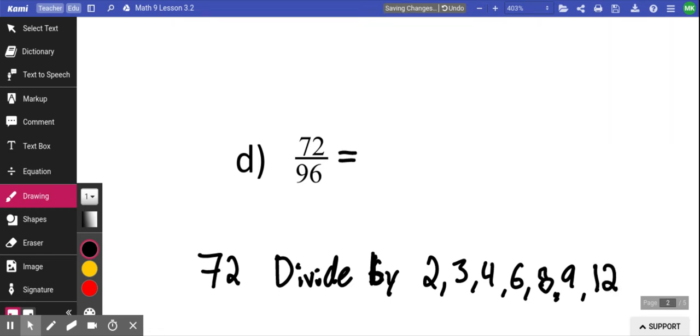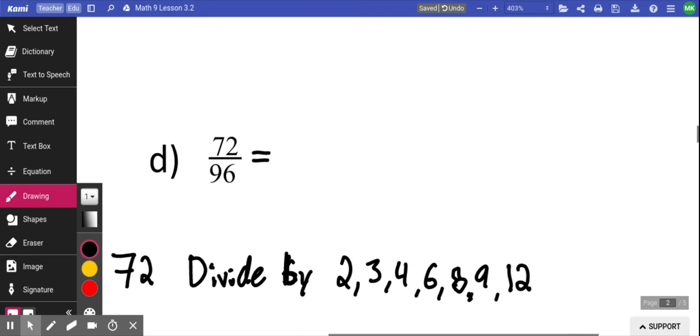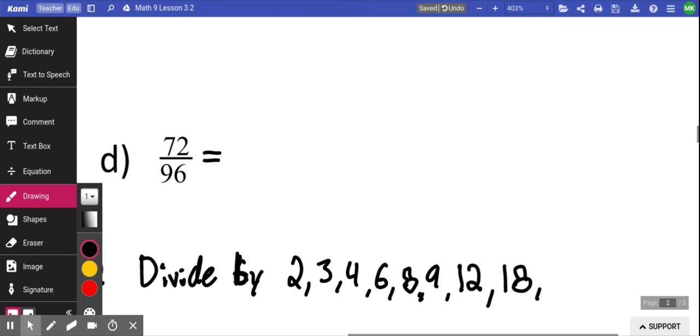12, 24, 36, 48, 67. Yep. It can divide by 13. No. Can divide by 14. No. 15. No. 16. Nope. 17. No. 18. Yes. 19. No. 20. No. 21. No. 22, no. 23, no. 24, no. All the way up to 36.